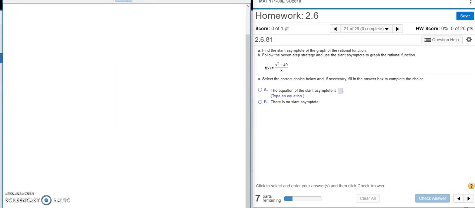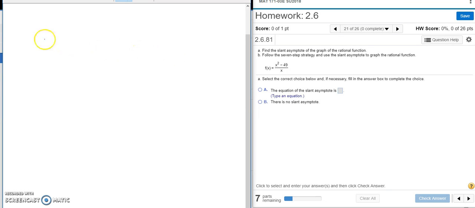Hello guys, here's our example problem for section 2.6. There's lots of different types of problems in this section, so I just picked one. I went with one with slant asymptotes, but if you want to see something else, just let me know and I can do a video of something else.